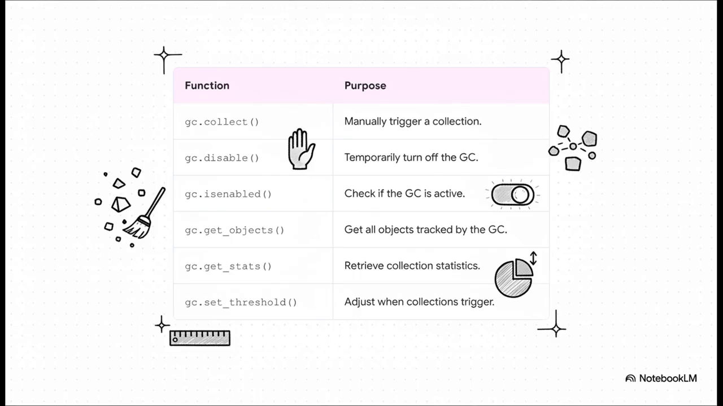You can manually force a cleanup whenever you want with gc.collect. Or let's say you have a really performance-critical piece of code. You can just hit pause with gc.disable. And for debugging, oh man, get_objects and get_stats are your best friends. They'll show you exactly what the collector is tracking and how it's performing.